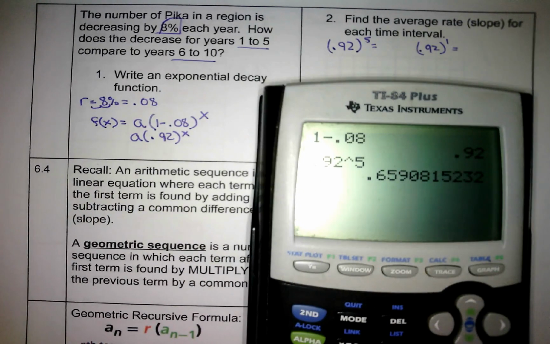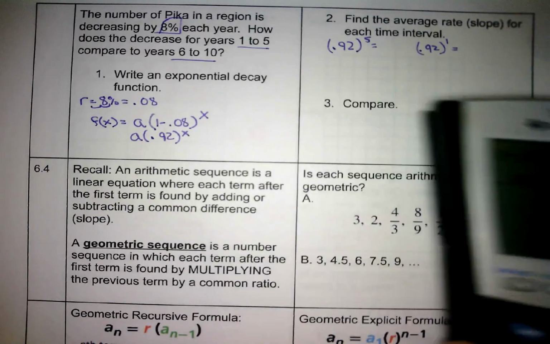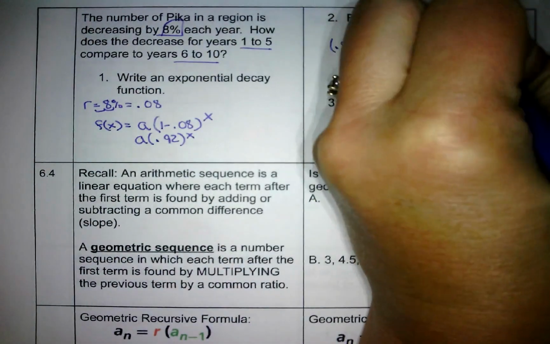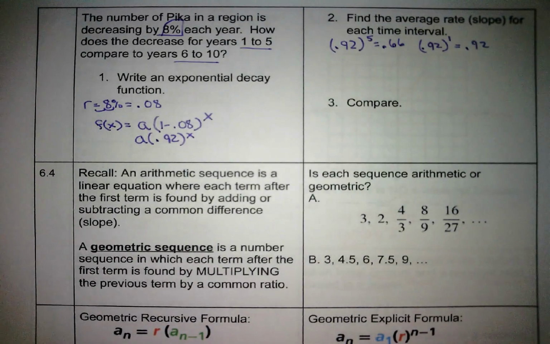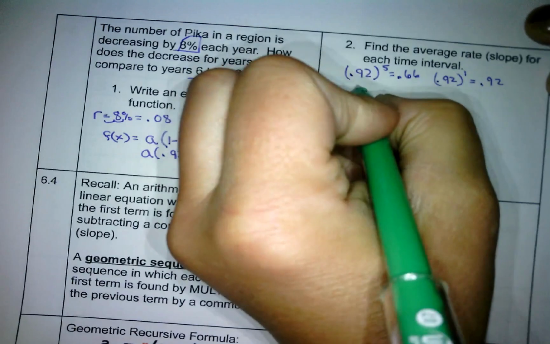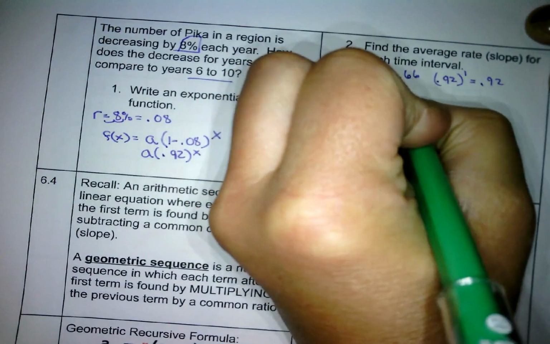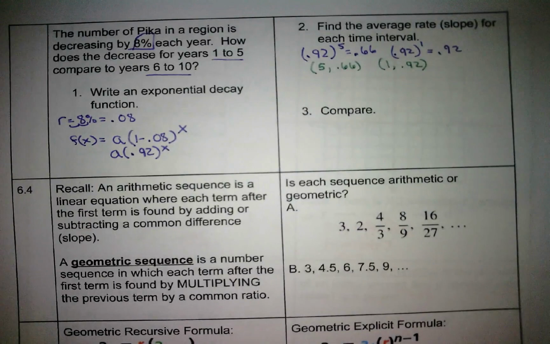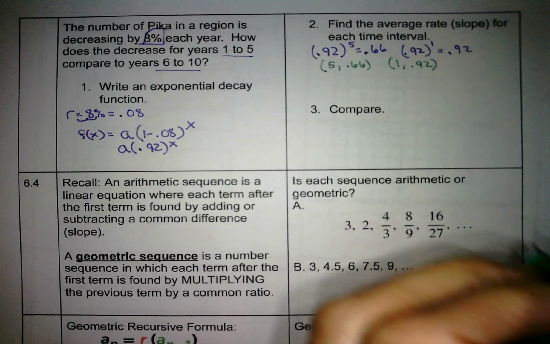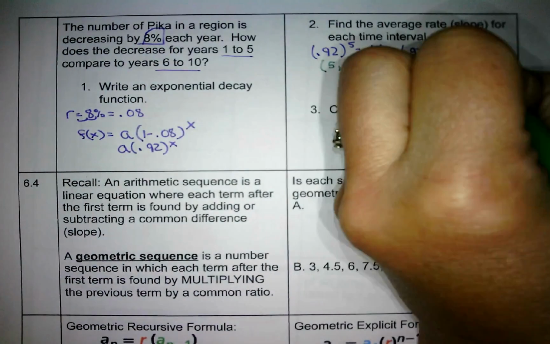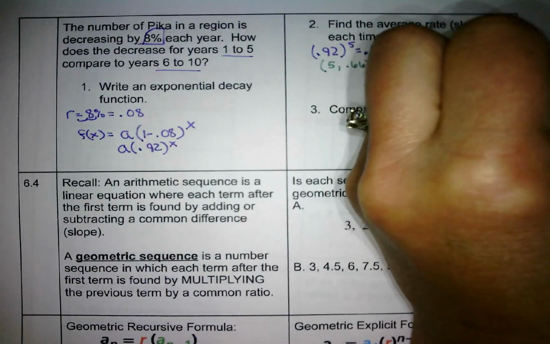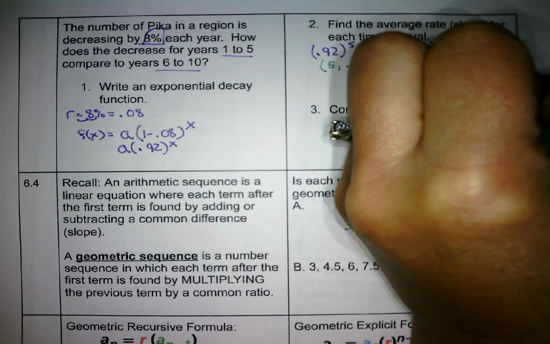So this is going to be 0.66. So 0.66, and 0.92 to the 1st power is 0.92. Now we have 2 points here. We have (5, 0.66) and we have (1, 0.92). Those are my 2 coordinates, and I can find the slope of these 2 coordinates. It's my y2 minus my y1 over my x2 minus my x1.